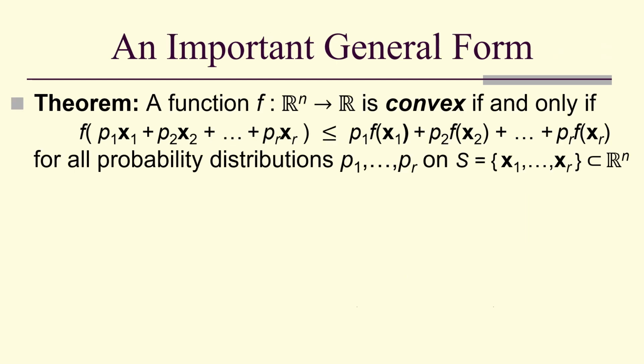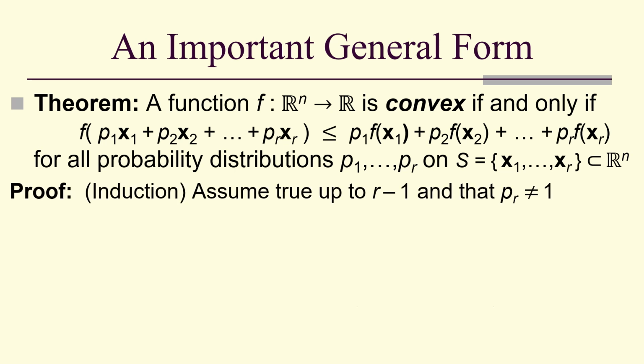Now this leads to an important general form. A function is convex if and only if f of (p1 x1 plus all the way up to pr xr) is less than or equal to p1 f of x1 plus p2 f of x2 all the way up to pr f of xr, for all probability distributions on r objects.